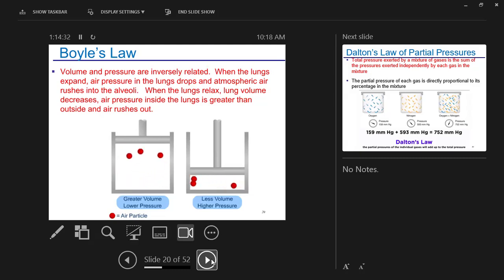When our lungs inflate, when our lungs get bigger, the pressure inside the lungs drops. Volume increases, pressure goes down. When the lungs deflate, when the lungs shrink, the pressure inside goes up. As the volume drops, the pressure goes up and air is forced out. So Boyle's law explains how we breathe, the movement of air into and out of our lungs. It's all about the lungs expand, pressure drops. The lungs shrink, pressure rises.